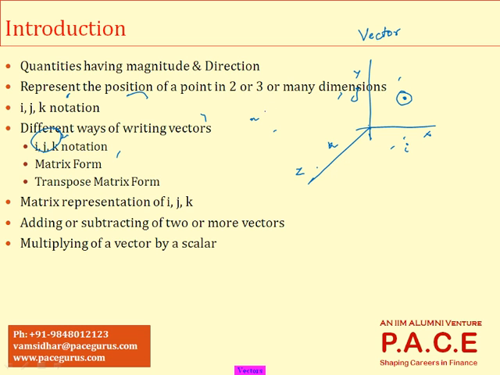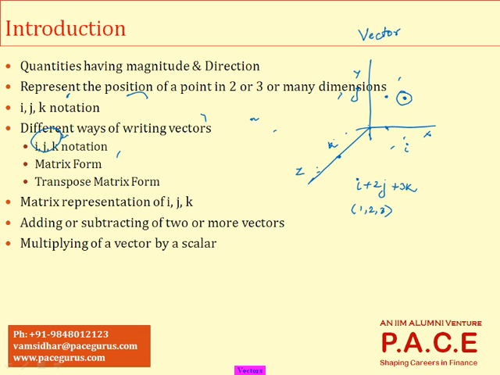So let's say I want to talk about a vector, let's say like this, i plus 2j plus 3k. It means it is present in 3. So the point for it in the three-dimensional space is nothing but 1, 2, 3. So 1 on the x-axis, 2 on the y-axis, and probably 3 on the z-axis. So based on this, this particular point gets represented.